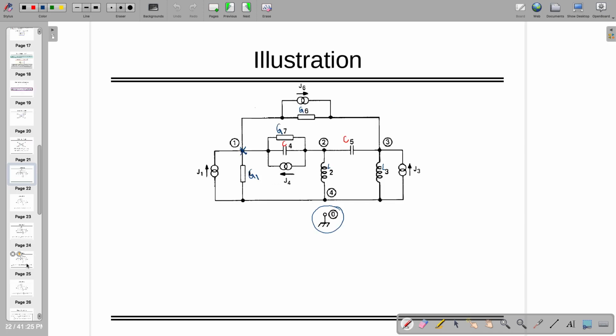Let's talk about G1. What should I write? G1 times V1... Sorry? V1 minus V4. Look at this, this is V4. V4 is not equal to 0.